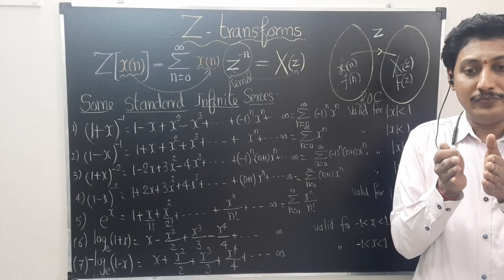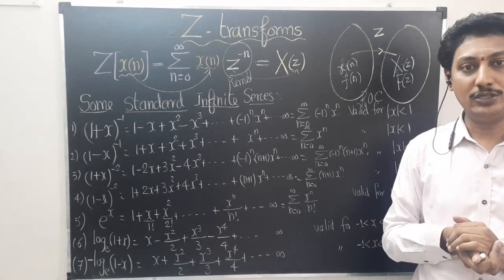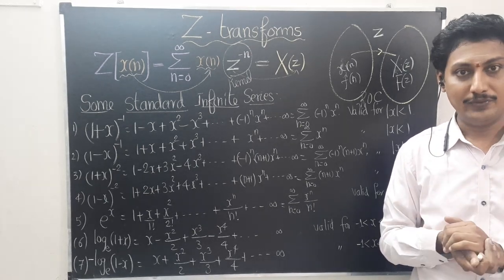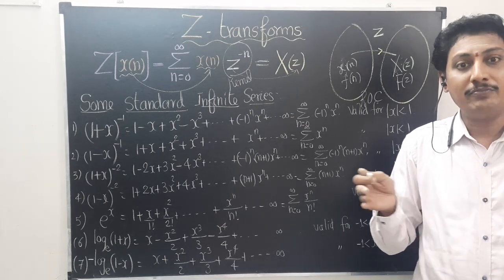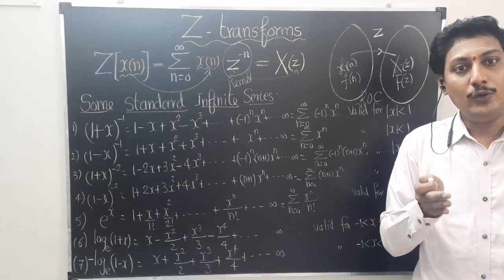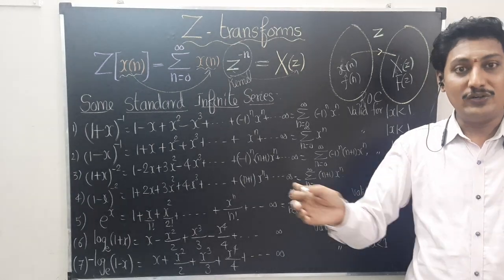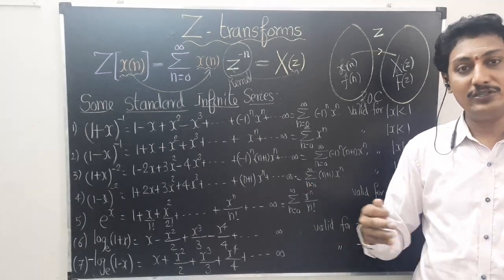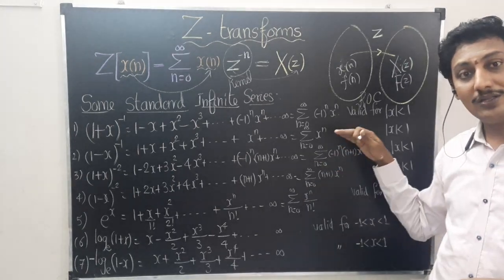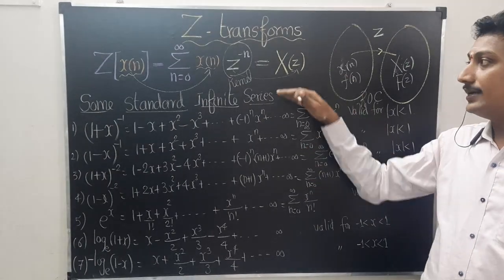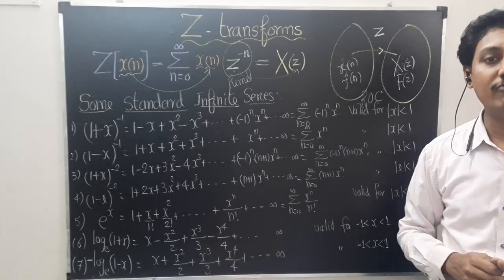If you are sitting near the Wi-Fi router, you can get the full signal strength. If you are a little bit away from the router, you automatically feel that the signal is weak. So this is called the convergence. This is called the region of convergence. So here, once again, it is called the validity. In the Z transform, it is renamed as the region of convergence.